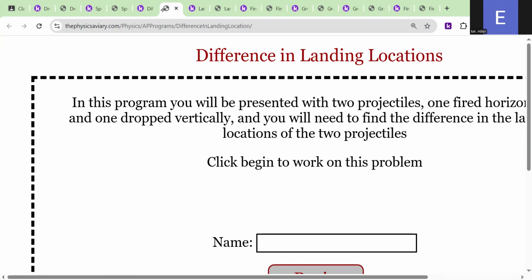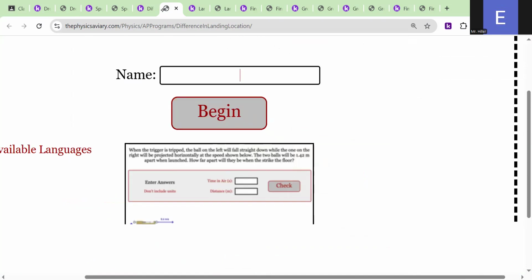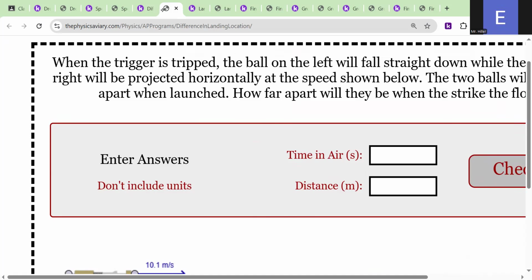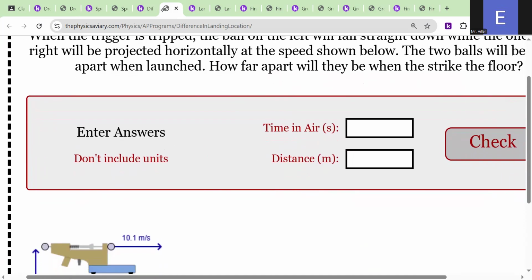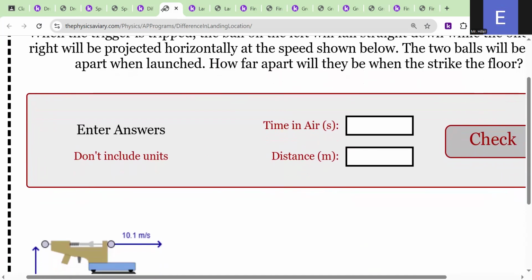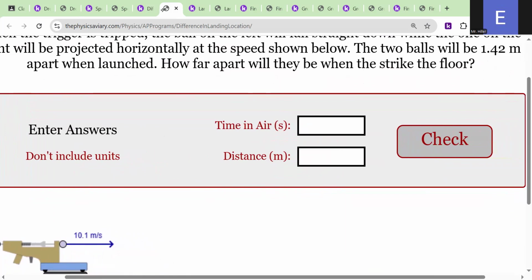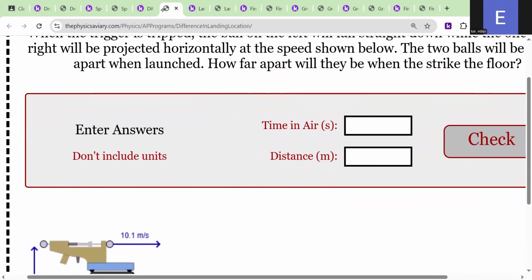All right, question number 3 is called difference in landing locations. Enter your name into the program. Let's begin. When the trigger is tripped, the ball on the left will fall straight down while the ball on the right will be projected horizontally with the speed shown below. The two balls will be apart when launched. How far apart will they be when they strike the ground? So we have to find the time in the air, and then we have to find the distance.